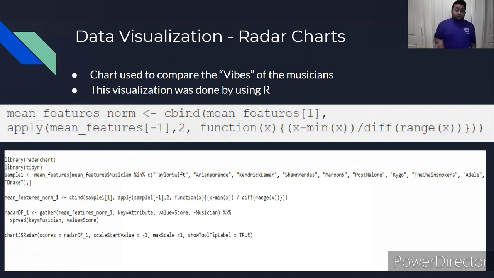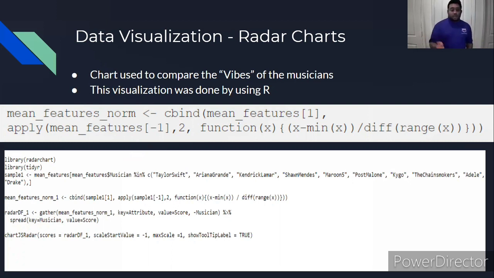So this analyst performed two visual charts. The first one's a radar chart. We didn't go over that this semester, but I think it's actually a pretty awesome chart. So I'm starting off with radar charts. This chart's used to compare the vibes of the musicians with the features or variables that were discussed in previous slides. And this was done by using R as well.